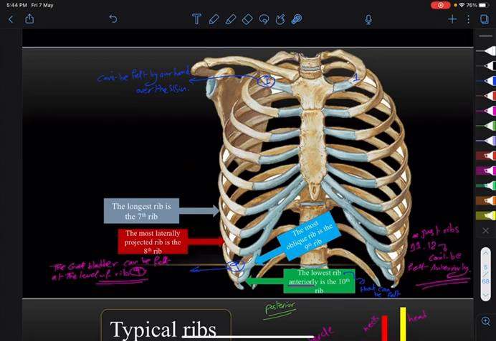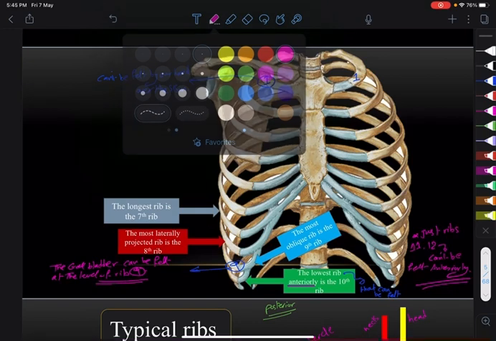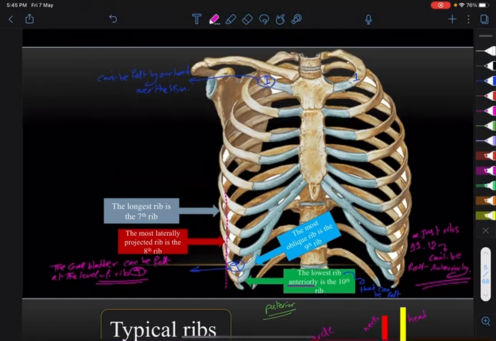The longest rib is the 7th rib. الرب السابع هو the longest rib, and the most laterally projected rib اللي هو 8. Rib number 8 اللي هو most laterally projected. يعني لما تحط lateral line مثلا هاي نحط لكم اياها lateral line. Okay. هاي هيك. Okay. بتلاقي ال 8 rib most laterally طالع projected. Okay.